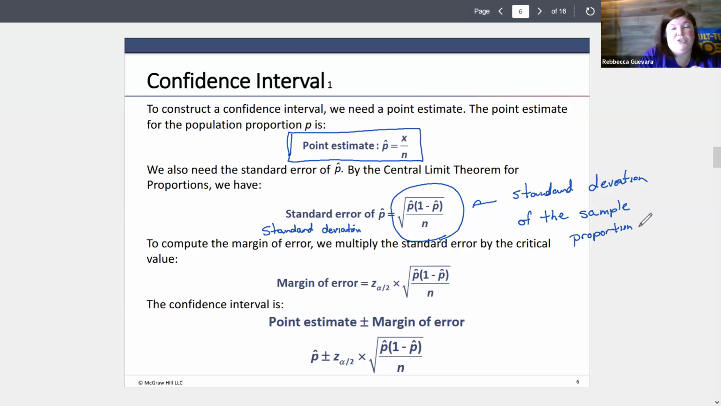So we need to compute a margin of error. When we did a margin of error before, we needed that critical value and that standard error multiplied together. So we're going to use those z-scores that we had used before. I don't have to worry about the t-scores. We're just going to use the z-score as my critical value.